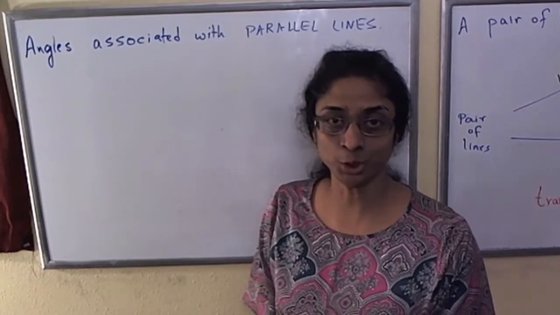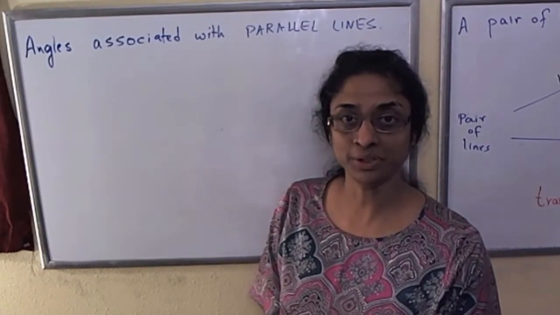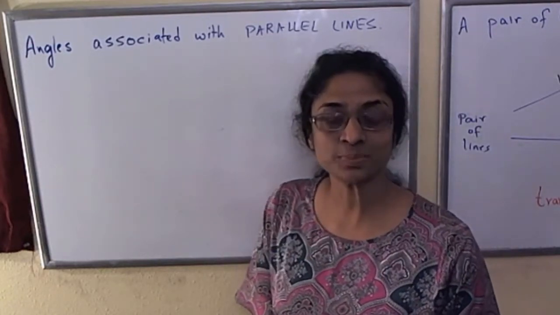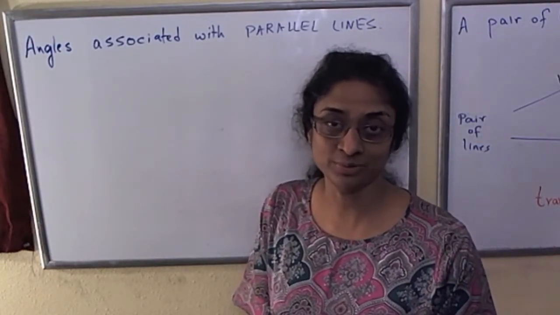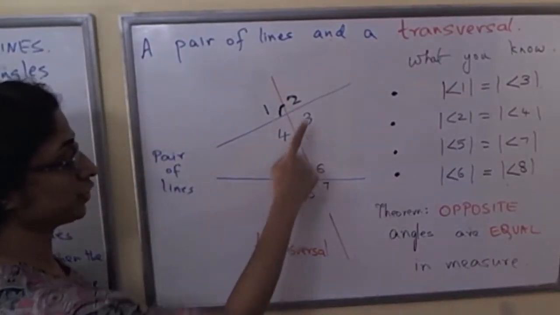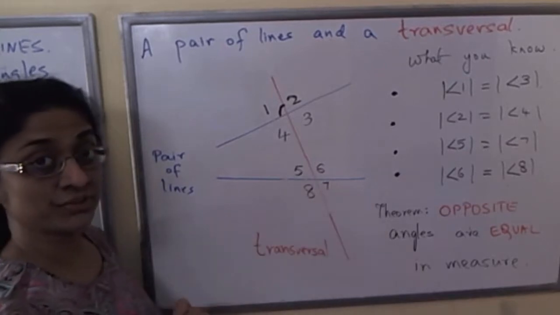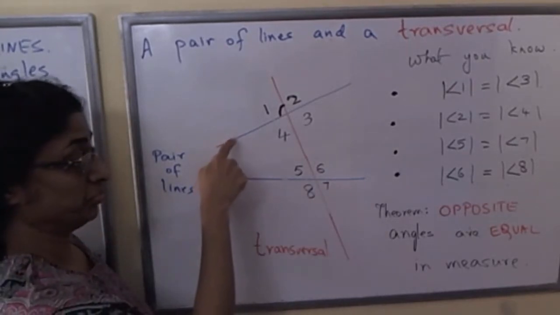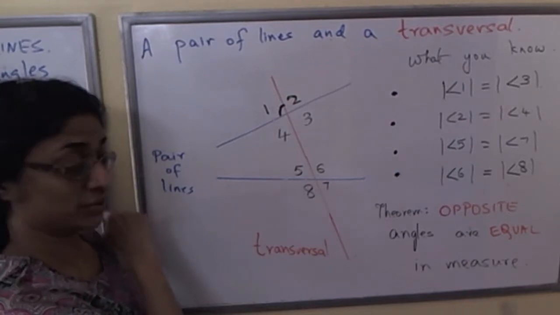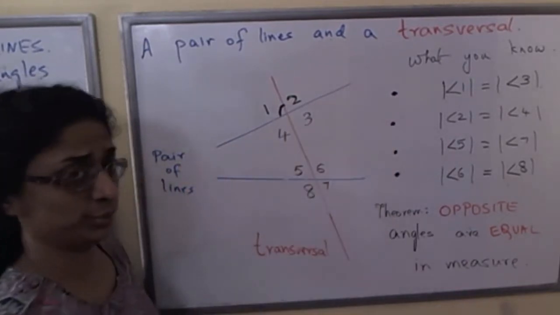Hi, in this video, we will discuss the topic of angles associated with parallel lines. Let's begin with some standard vocabulary. In this picture here, I've drawn a pair of distinct lines. In this situation, these lines, if you extend them, will intersect. So they're any old pair of blue lines.